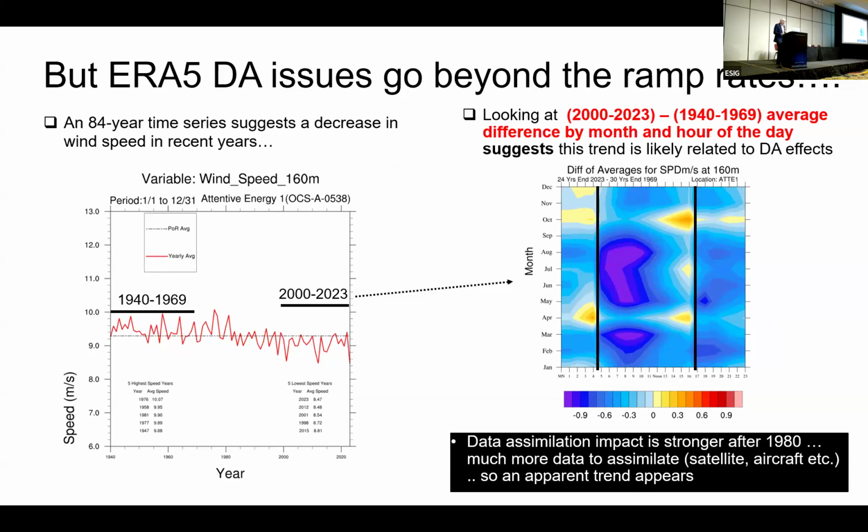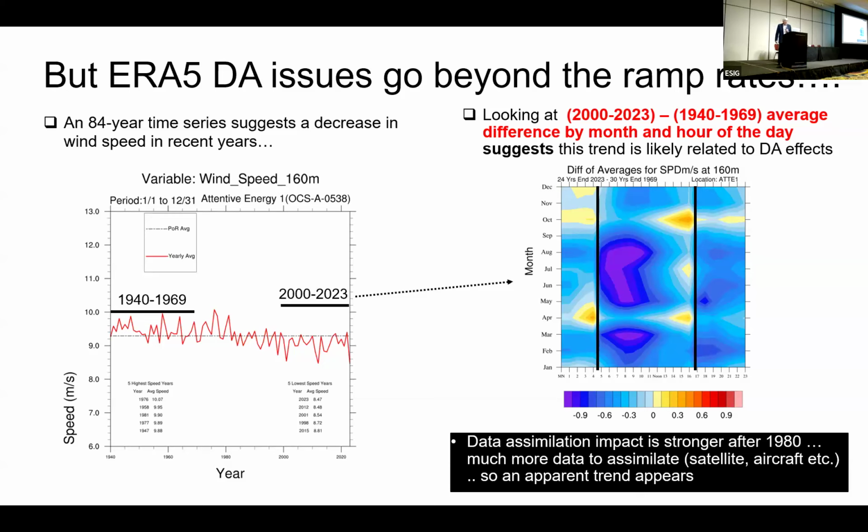But the ERA5 data issues go beyond the ramp rates. Another issue here is the 84-year time series, if you look at this site, 0538 development site off the New Jersey coast. You see what appears to be a decrease in the wind speed from the early years, 1940 to 69, to the late years. In fact, the lowest wind speed here is in the last year, 2023. And so you might be concerned that there's a trend towards lower wind speeds in the Mid-Atlantic offshore.